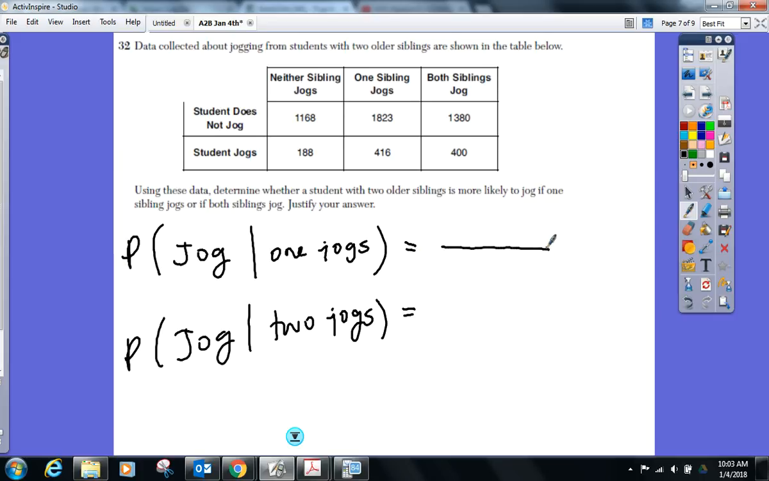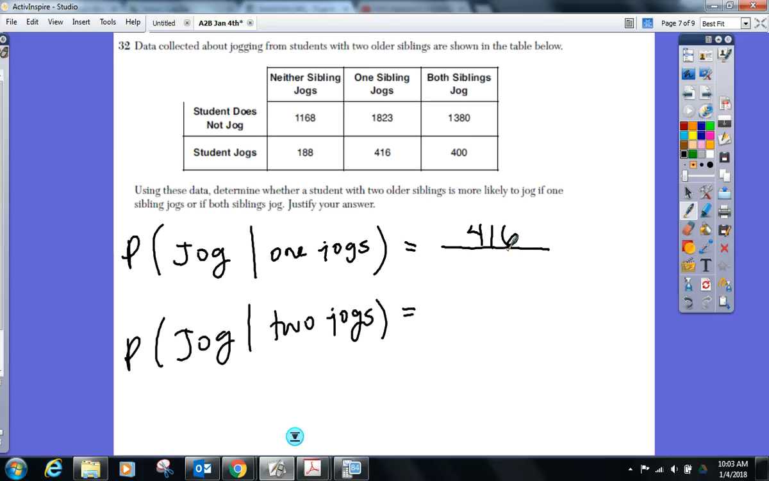What goes on top here? Now, I don't want a number, just in general here. What should go on top? Jogging and one sibling jogs. Find out how many on the two-way table right now. Jogging and one sibling jogs. How many people? You jog and you have one sibling that jogs. 416. What goes in the denominator?